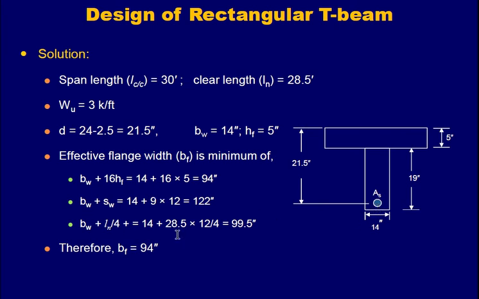So these are the three equations from ACI 6.3.2.1. You are putting the values and getting the answers: 94 inches, 122 inches and 99.5 inches. So least of them is 94 inches. Therefore, your effective flange width is 94 inches. Okay, you got this data.